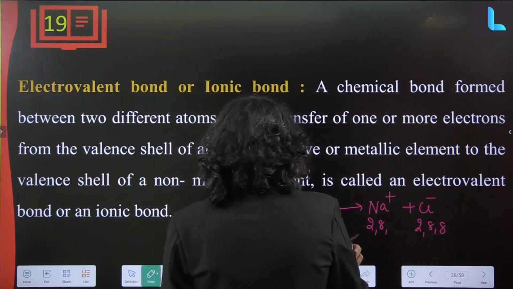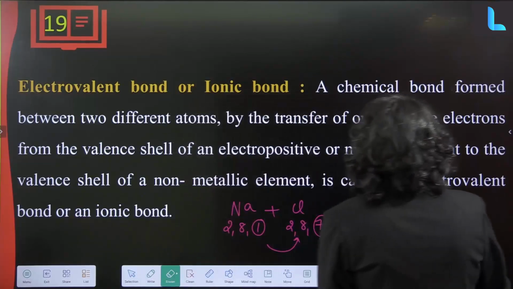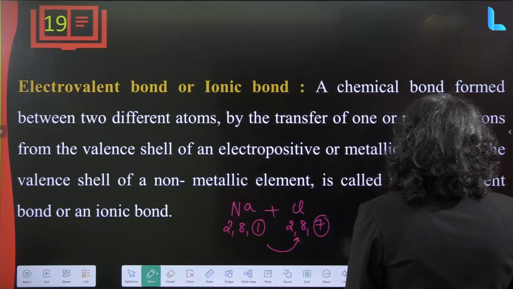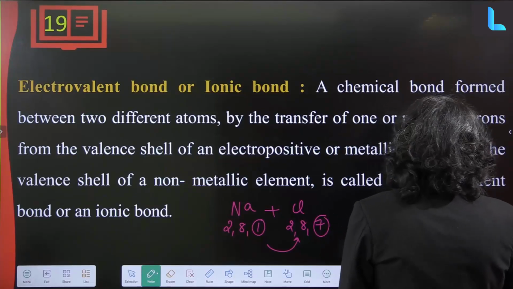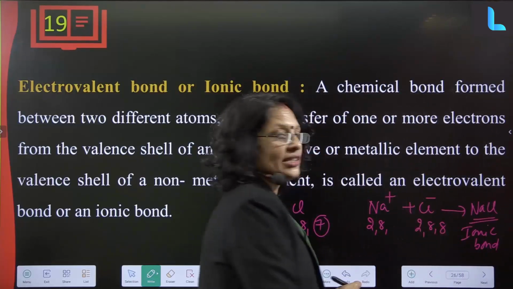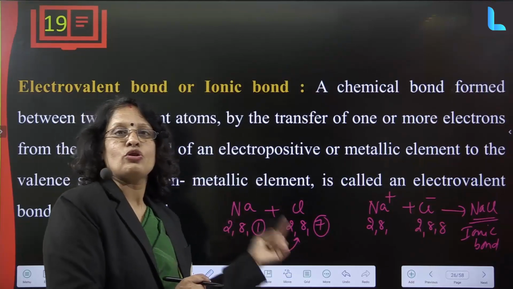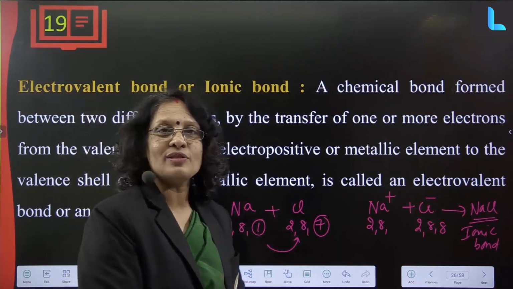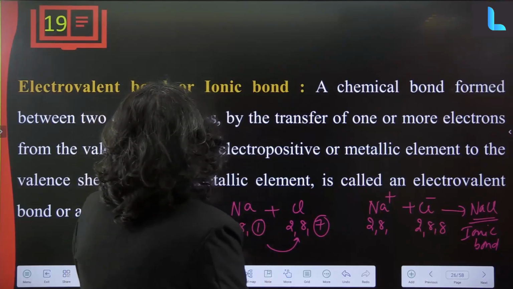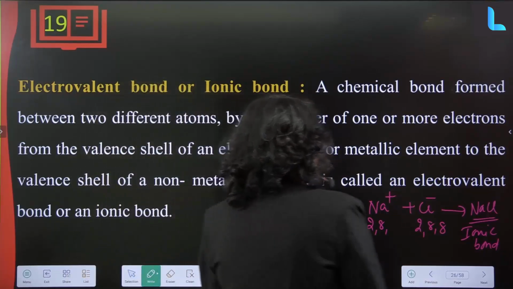Now we are seeing the next situation. This Na plus and Cl minus will combine to give NaCl. The bond formed between them is called an ionic bond. How does an ionic bond form? By transfer of electron. So loss of electron from sodium, gain of electron to chlorine, and both are forming positive and negative ions. So here the transfer of one or more electrons from the valence shell of electropositive to the valence shell of non-metallic is called electrovalent bond.